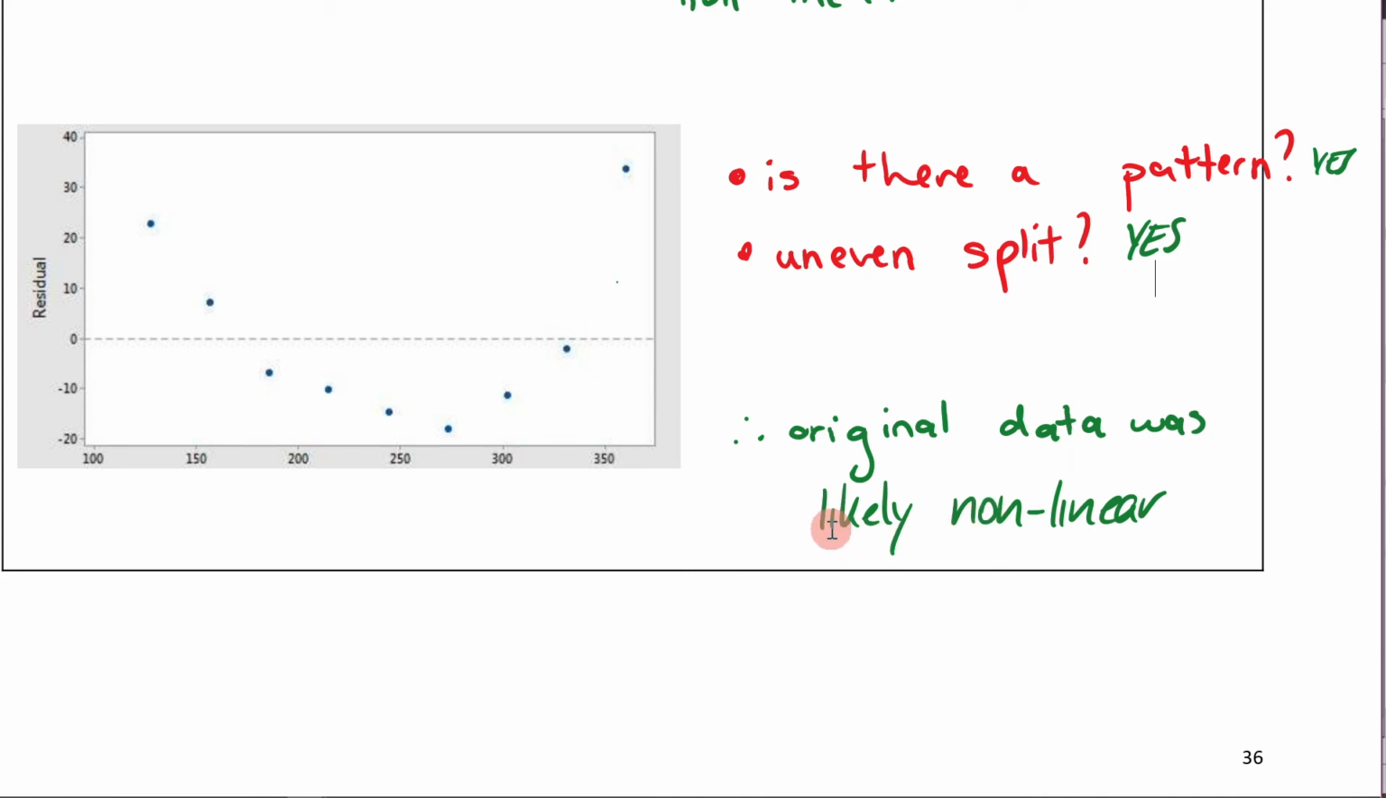So that's how you approach those questions. Make sure that you feel comfortable with looking at a residual plot and determining whether the original data was likely linear or non-linear. I'll see you in the next part.